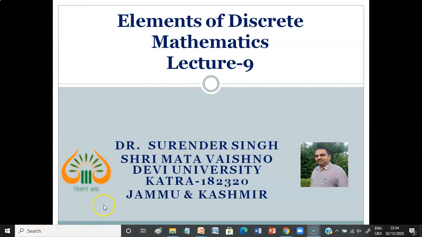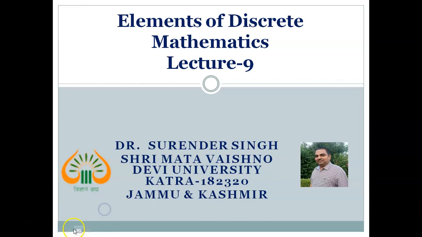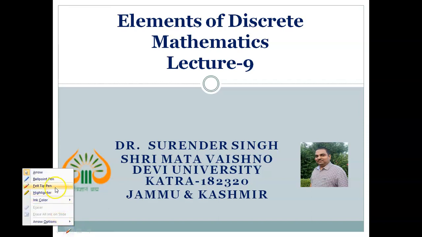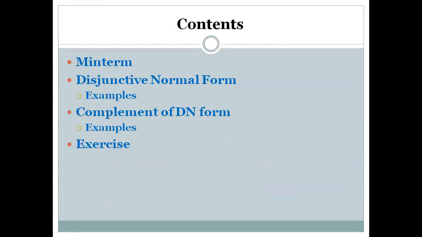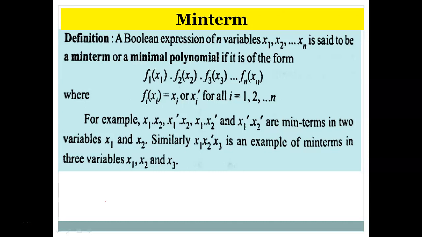Hello students, in lecture 9 of your course Elements of Discrete Mathematics, here we discuss the concept of minterm, the disjunctive normal form, certain examples of the disjunctive normal form, then complement of DN form. DN means the disjunctive normal form. Examples and exercises for practice are also given at the end. So first we give the definition of minterm.